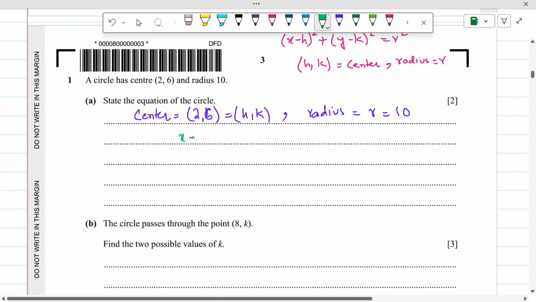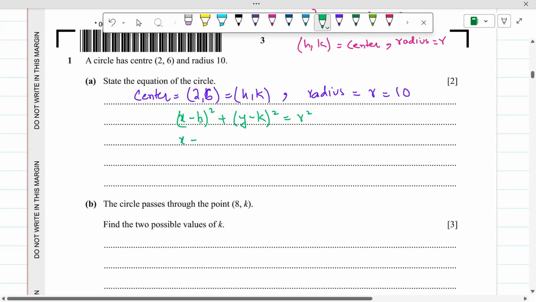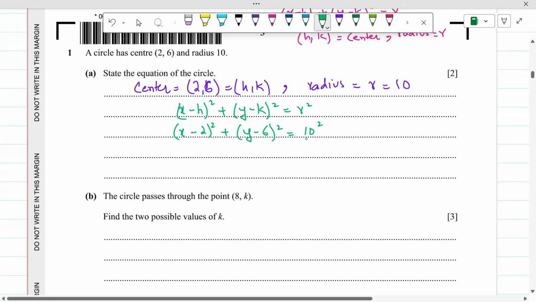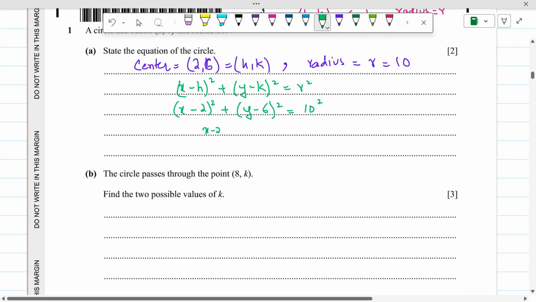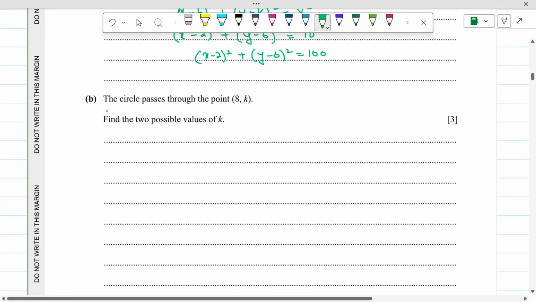So (x − h)² + (y − k)² = r². Here h is 2, so this is (x − 2)² + (y − k)², where k is 6, so (y − 6)², equal to r². r is 10, so 10². So this is (x − 2)² + (y − 6)² = 100. This is the required equation of the circle. Let's move to part B.